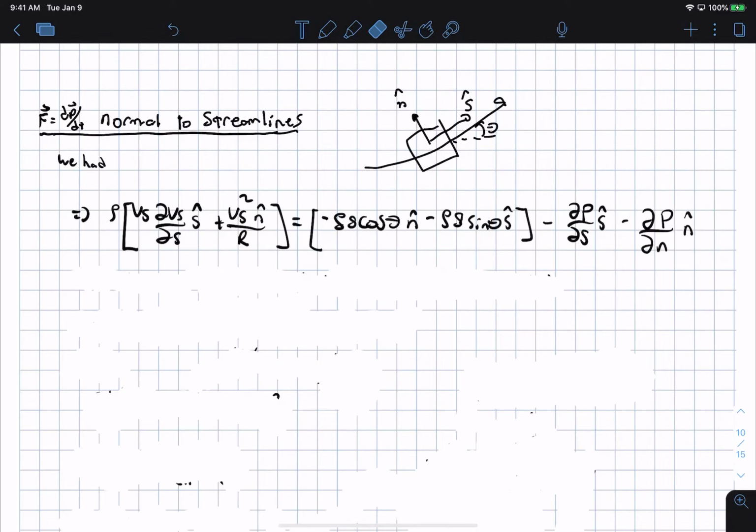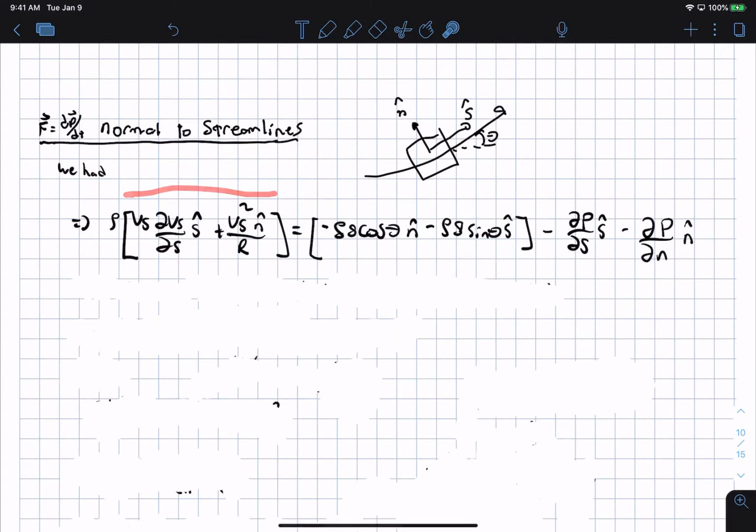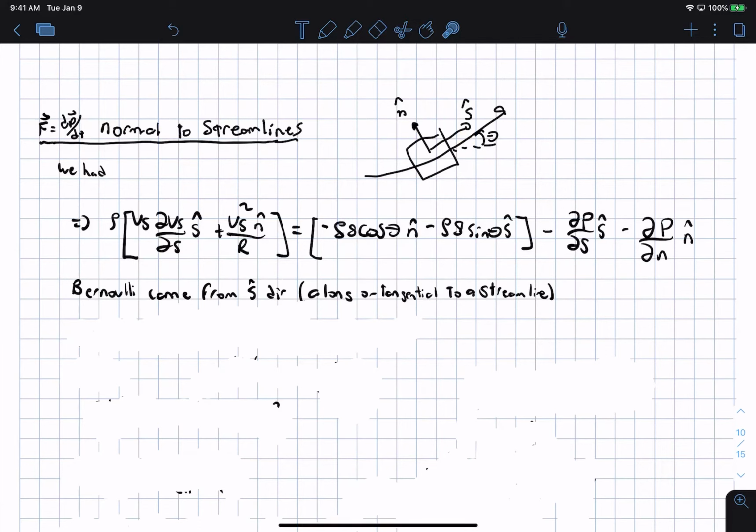So recall that we had, in general, F equals ma gave this equation here, where basically this is just the time rate change of momentum. This here is the weight, and these here are the net pressure forces pushing on the sides of our little fluid element. And to derive the Bernoulli equation, we basically just examined the terms in the streamwise direction, and by streamwise I mean in the direction along the streamline, or tangential to the streamline, however you want to call it.